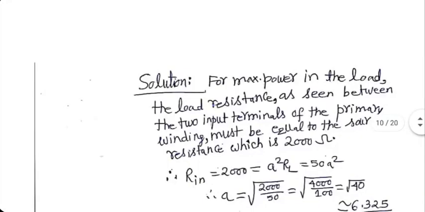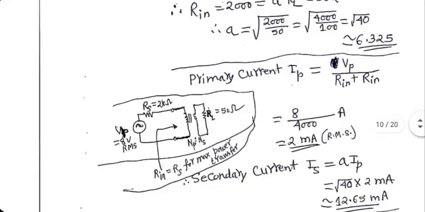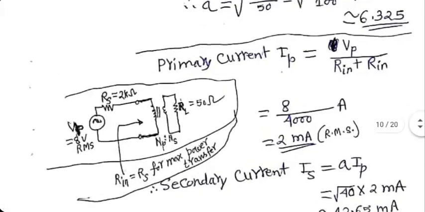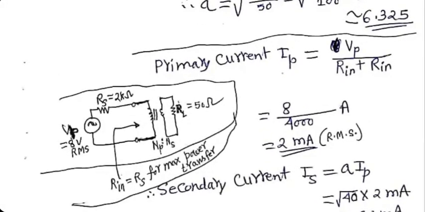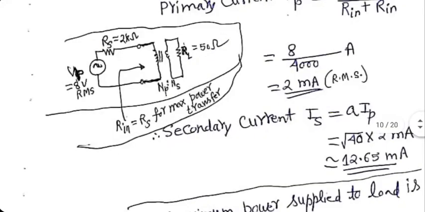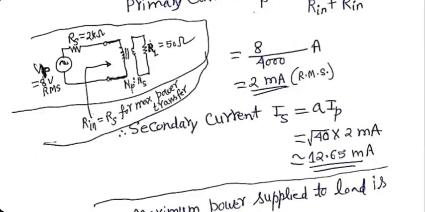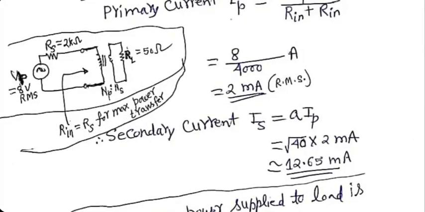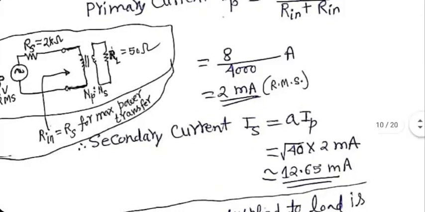So that is the second part. You need to figure out secondary current. For that, you first figure out primary current, which will be 8 volt divided by 2 kilo ohm, and another 2 kilo ohm will be added because of the effect of 50 ohm at the input. So 8 divided by 4000 amperes, which is 2 milliamperes, is the primary current, RMS value. Secondary current is turns ratio multiplied by primary current. So we use that formula to figure out secondary current, which is around 12.65 milliampere.